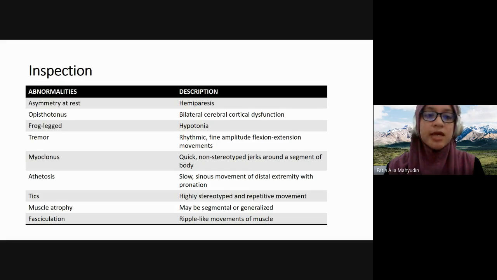So if patient is asymmetry at rest, we can suspect the patient has hemiparesis, can be due to stroke. Opisthotonus, I'm sure all of you have heard about opisthotonus. It is arching of the back, which we can see in patient with tetanus. So it can be due to bilateral cerebrocortical dysfunction, frog leg, as we discussed last week, we'll see in floppy infant, tremor, myoclonus, athetosis, tics, muscle atrophy, and fasciculation. Fasciculation, if we see, it is a sign of lower motor neuron lesion.